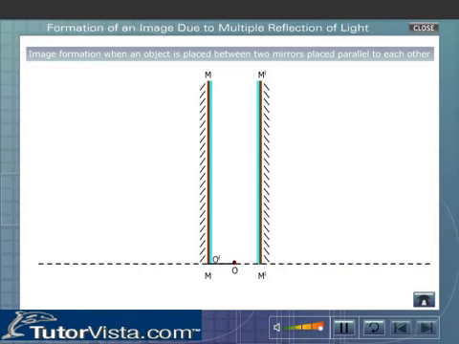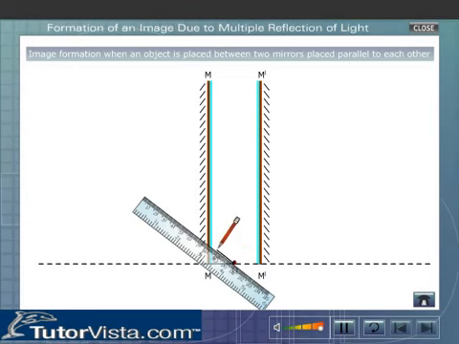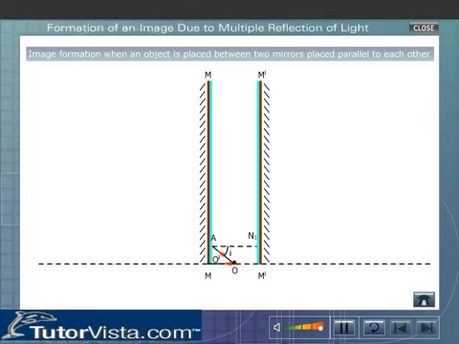OO' represents the rays incident on the mirror MM. The ray OA makes an angle i with the normal and gets reflected according to the laws of reflection. OO', being normal to the mirror, retraces its path. Extend the rays AB and OO' backwards. They meet at I1, which is the virtual image of O.